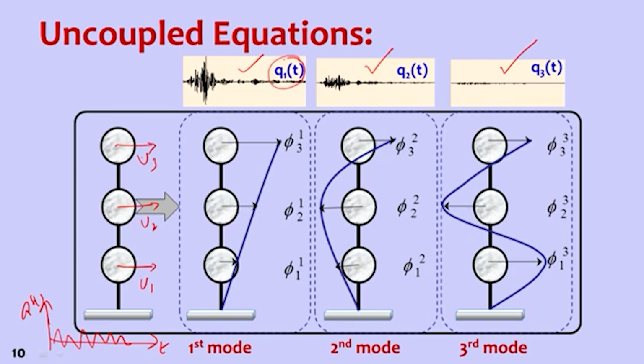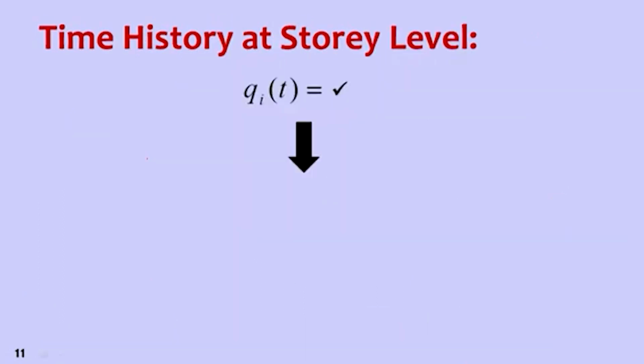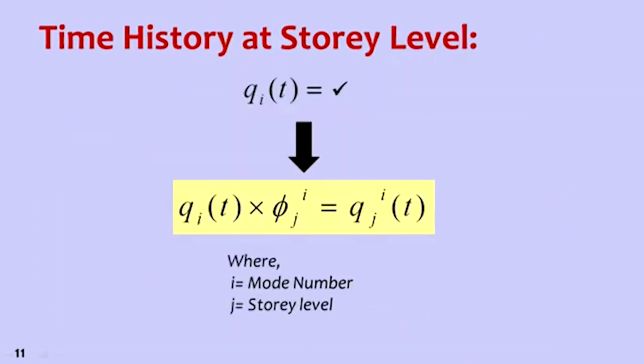Q1 multiplied by phi 3 of the first mode, plus Q2 multiplied by phi 3 of the second mode, plus Q3 multiplied by phi 3 of the third mode. If we add all 3, we get U3. So that is the final solution. It is something like that. So Qi phi ij.